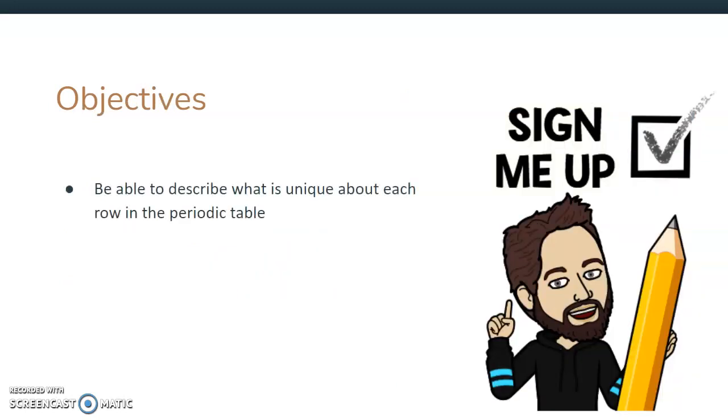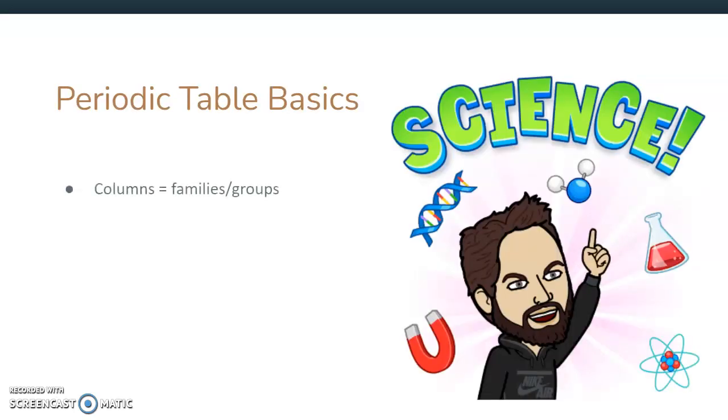Our objectives are going to be, we want to be able to describe what is unique about each row in the periodic table, and then be able to draw the correct electron shells for an atom as well. So I have this video. It's a great video as always. It really helped me think through our periods of the periodic table and also introduce our groups and some reactivity, but it really talks well about the entire thing as a whole, so please watch that.